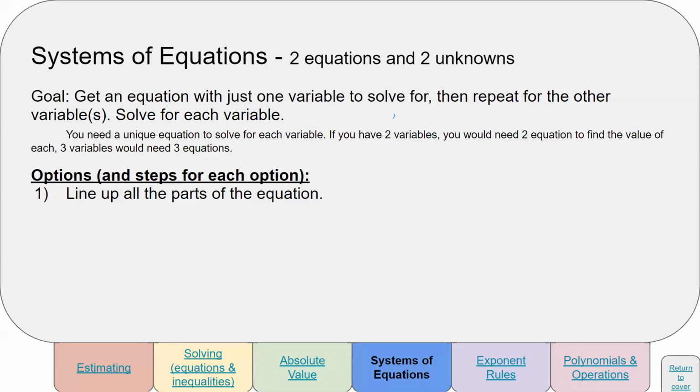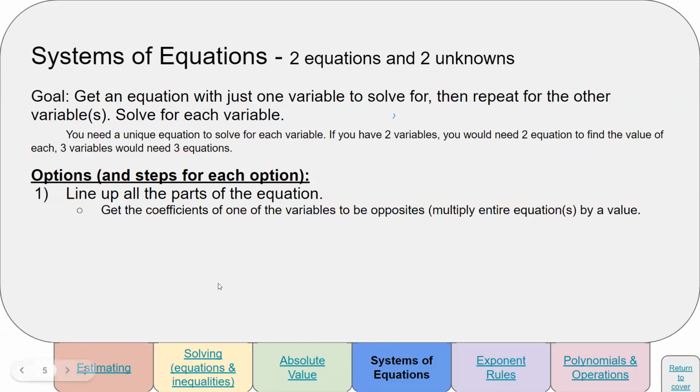So in that case, you're going to line up all the parts of your equations. You're going to have your x terms, your plus or minuses, your y terms, your equal signs, and then your constant numbers, or whatever order that you have it in, but you have to line up each element. And then you're going to get the coefficients of one of the variables to be opposites. You want one to have like a 2 and the other one to have a -2. You're going to do that by multiplying the entire equation or equations by a value.